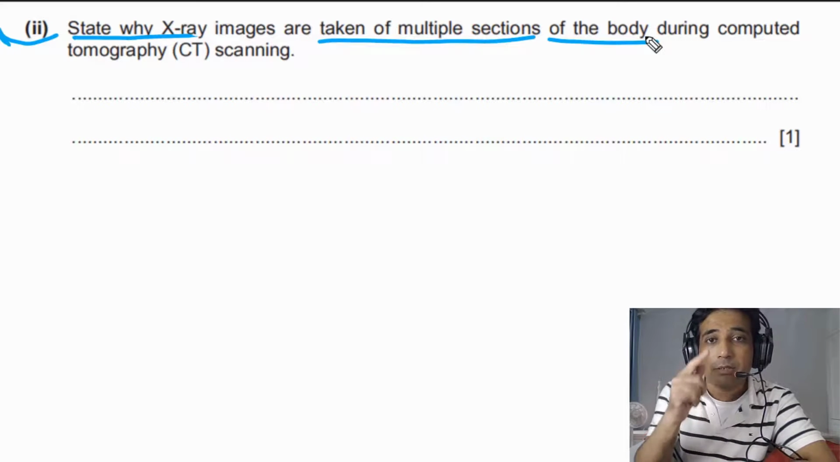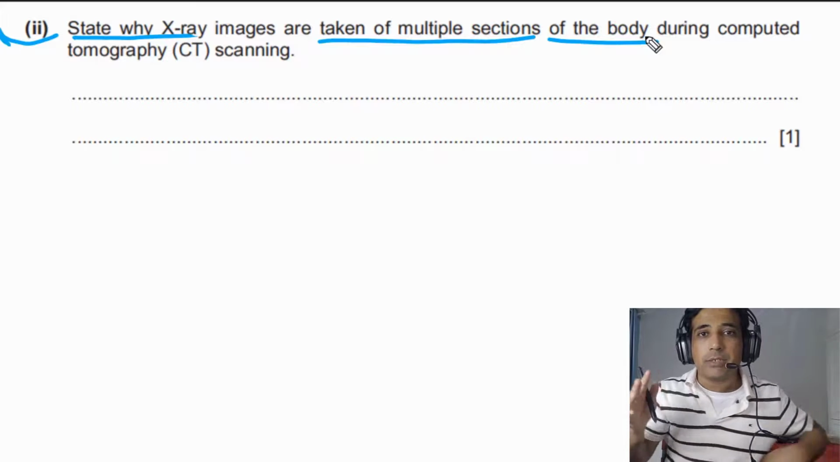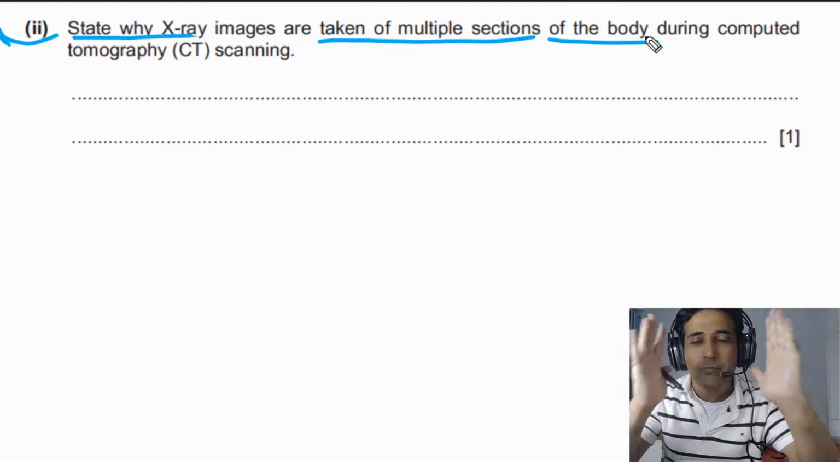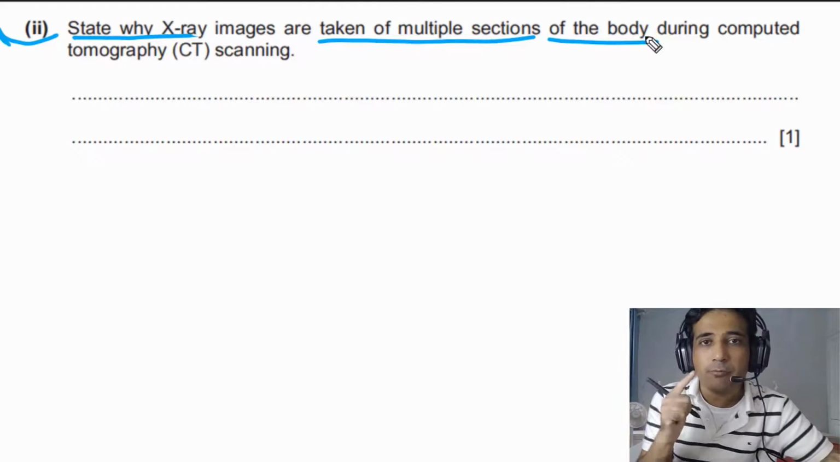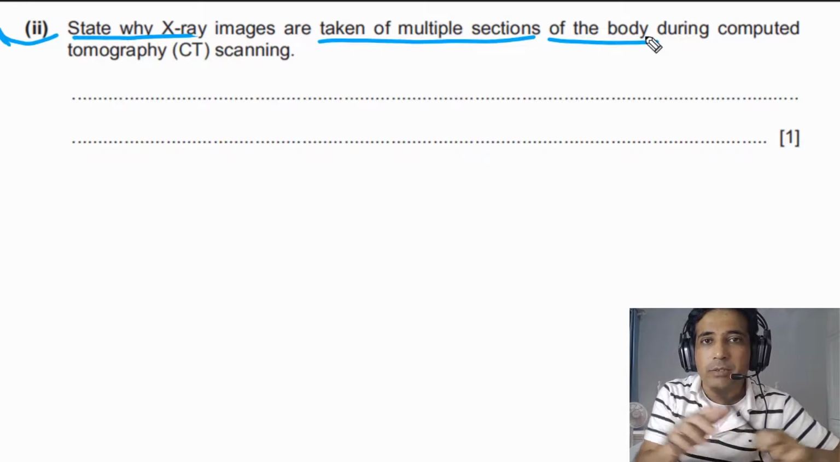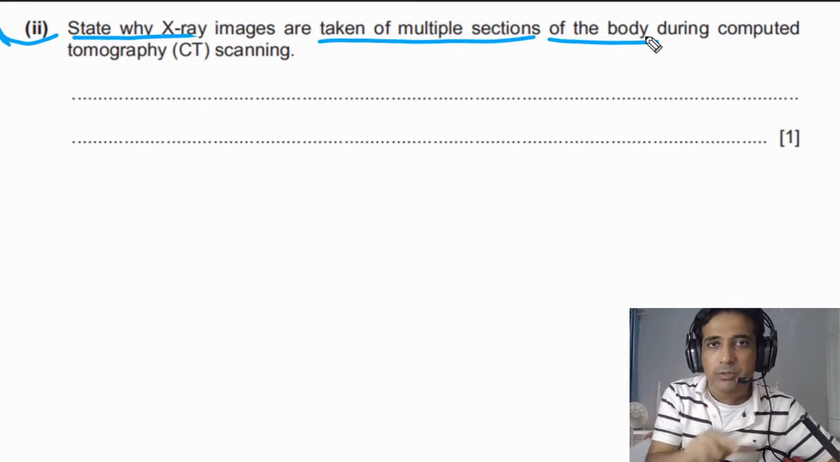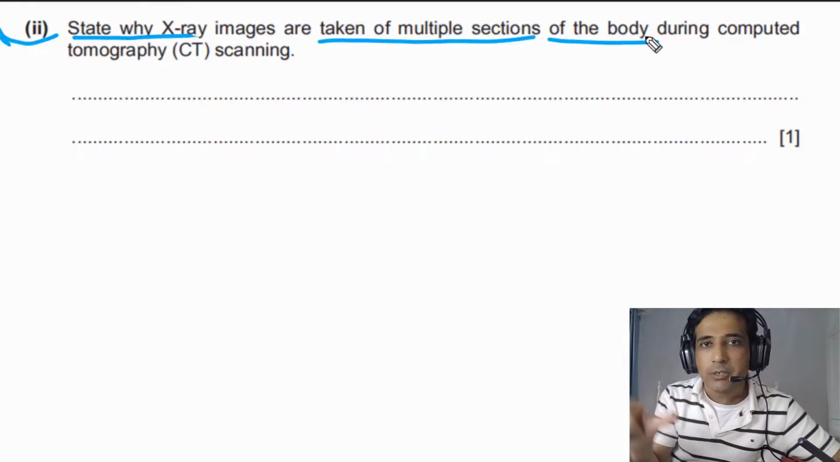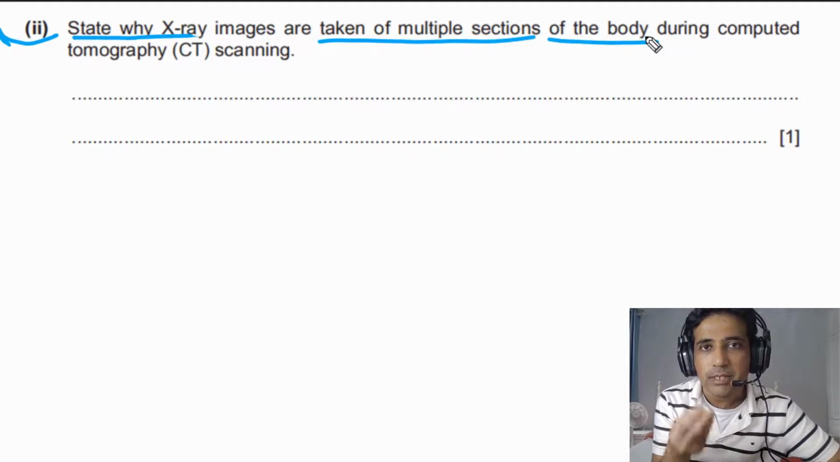So that's the reason when we go for an X-ray, they will just do the X-ray one time from one direction. But if you go for a CT scan, they will repeat the process again and again to take multiple images of multiple sections of the body. So that's the main difference between a CT scan and X-rays.